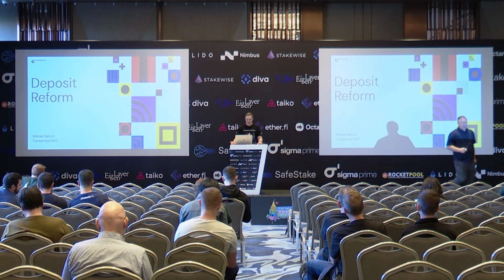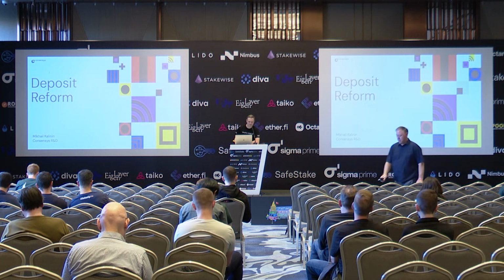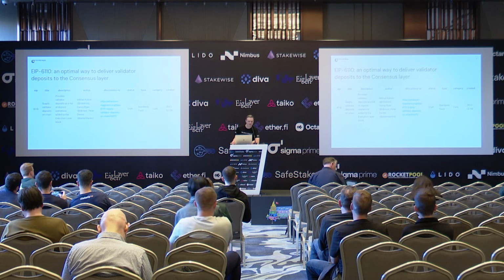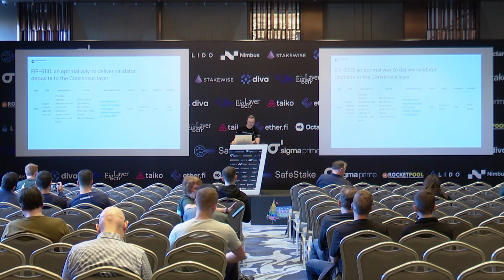Hello, everyone, again. So we'll talk about deposit reform, which is a fancy term denoting the EIP-6110 proposal, which in one sentence can be said as an optimal way to deliver validator deposits to the consensus layer. A quick reminder on how depositing happens in the Ethereum network. A staker prepares deposit data, then submits it to the deposit contract in a regular transaction on the execution layer where it's processed. After that, the ETH1 bridge takes this data and puts it into the beacon chain, where this deposit data is processed by the consensus layer and the new validator is created.